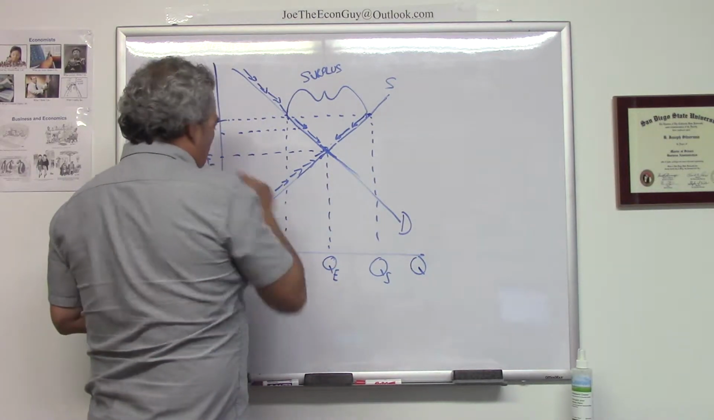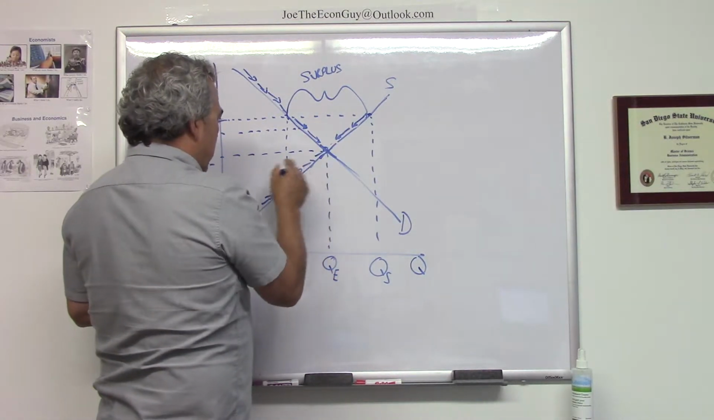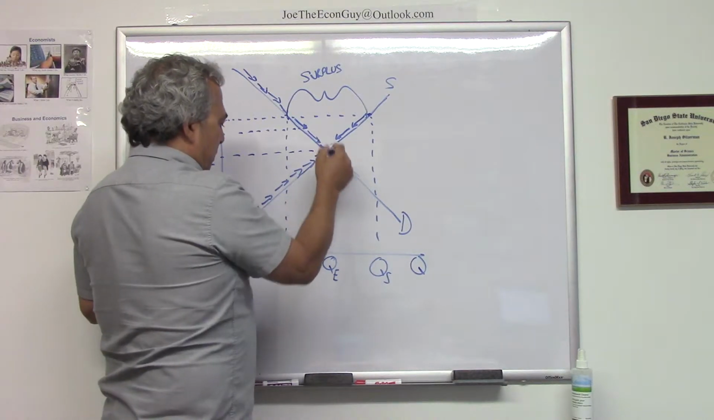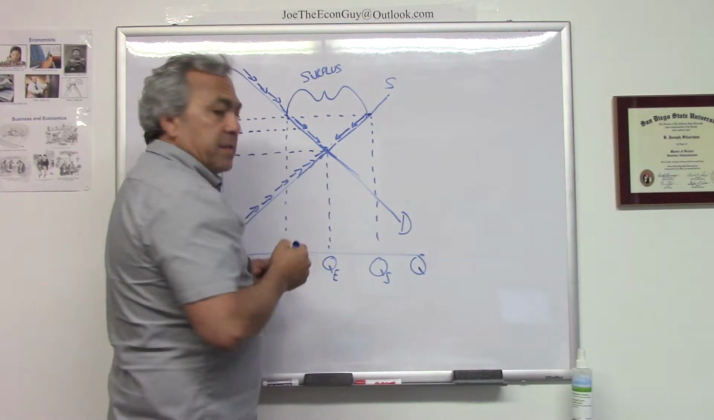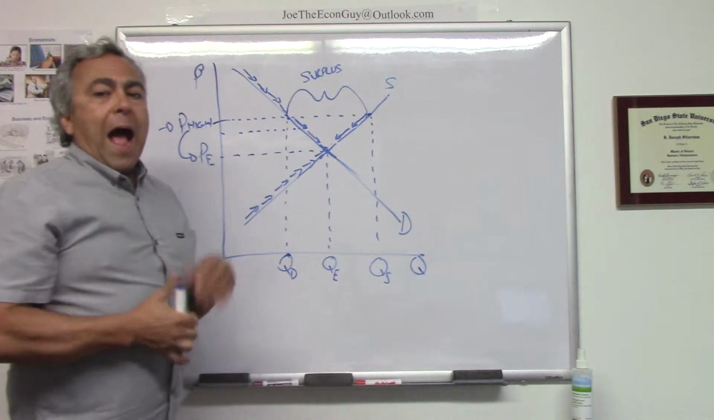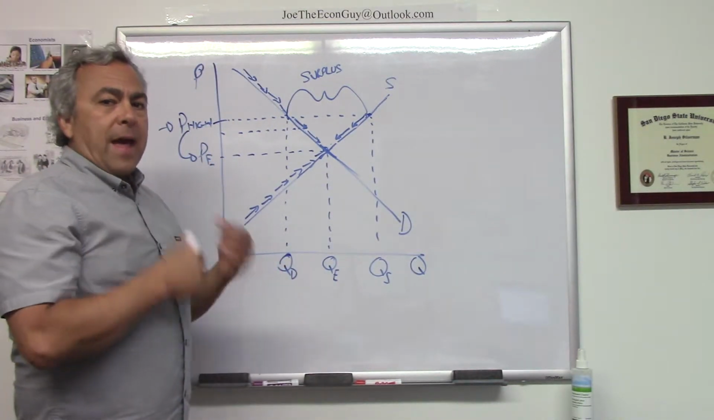In other words, there's no more surplus. The quantity supplied is equal to quantity demanded, and the market is taking care of that all by itself. Now, how quickly does this happen? It depends on the market.